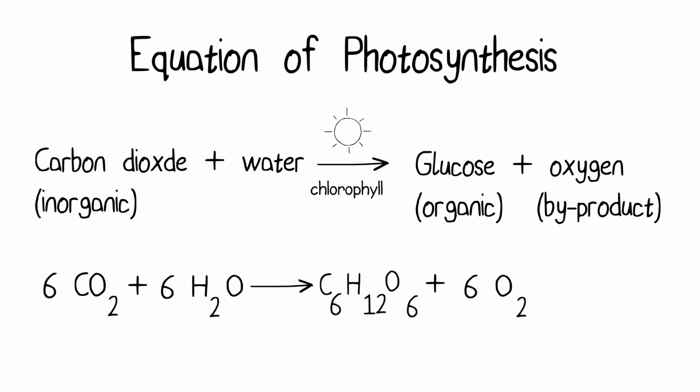Here is the chemical equation of photosynthesis. 6 molecules of carbon dioxide plus 6 molecules of water is converted into 1 molecule of glucose plus 6 molecules of oxygen.